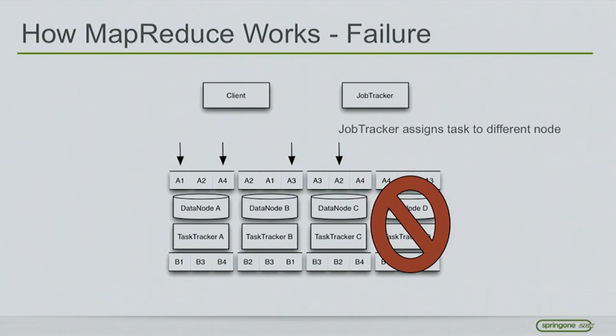In the event that a node were to fail, the job tracker will receive notification of that and will just assign the task to another task tracker. So much like how HDFS is very fault tolerant in replication of the data, the replication is also seen here in replicating actual processing tasks.